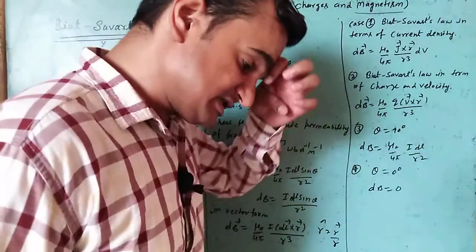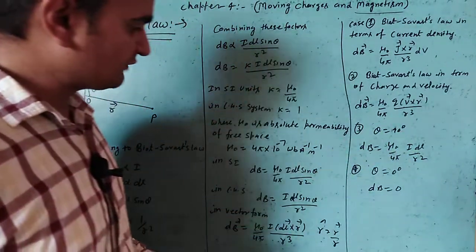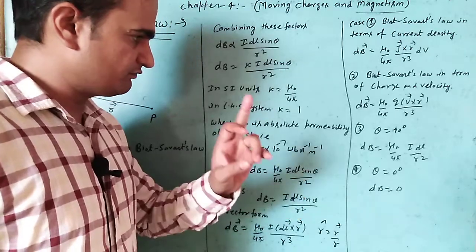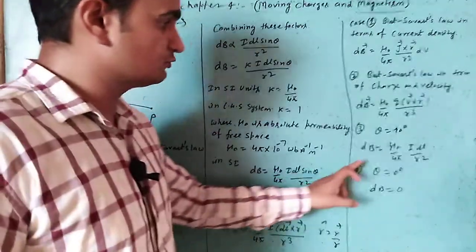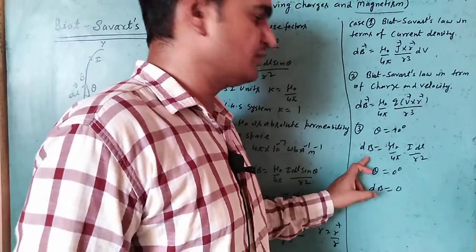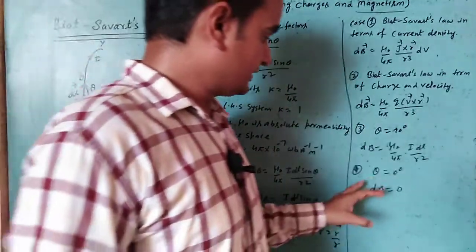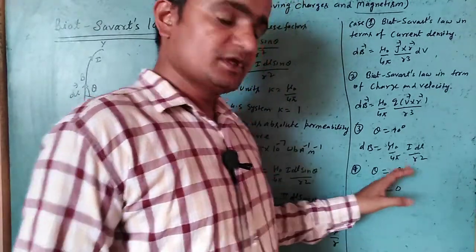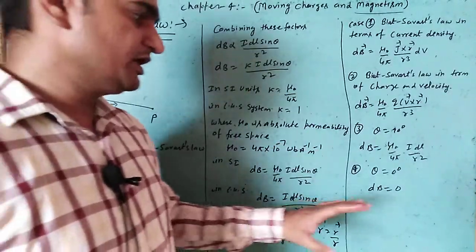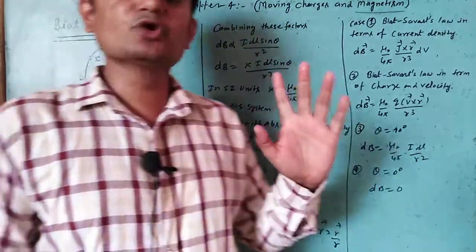Case third, if theta equals 90 degree, then putting the value of theta equal to 90 degree, sin 90 is always 1. It means dB equals mu naught upon 4 pi I dl upon r square. This is the maximum value of the magnetic field at theta equal to 90 degree. Next case, theta equal to 0 degree. If theta equals 0 degree, then sin 0 is always 0. It means dB equals 0. It means there will be no magnetic field.